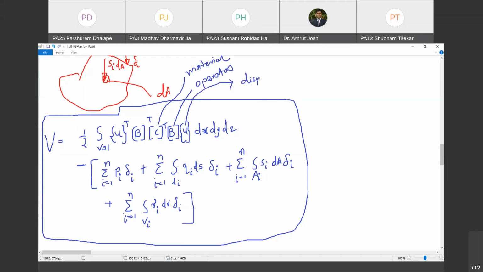Do you agree with me? Displacement field. Happy? U, V and W. Are you with me? Type your response in chat box. Yes. So the first term in the expression for potential energy in deformed configuration is a function of displacement fields U, V and W.